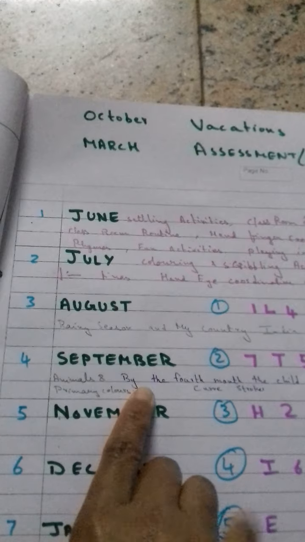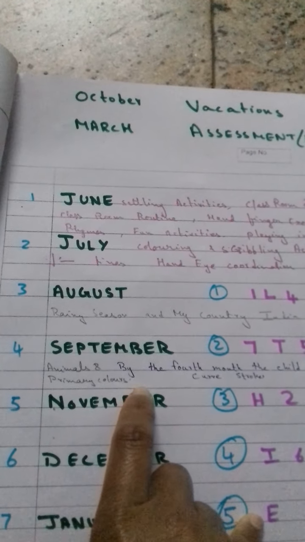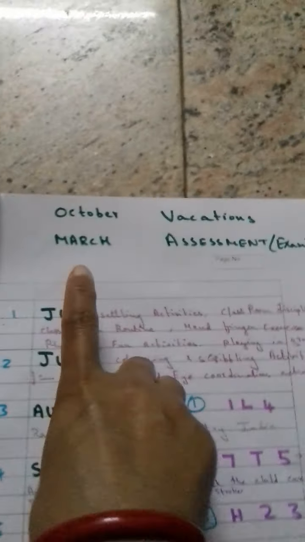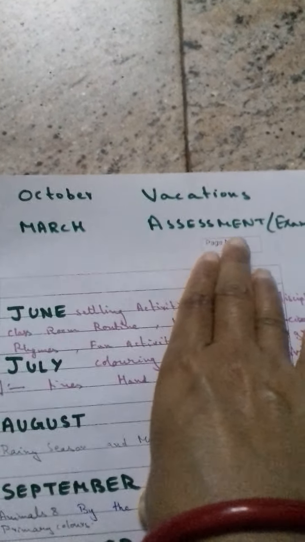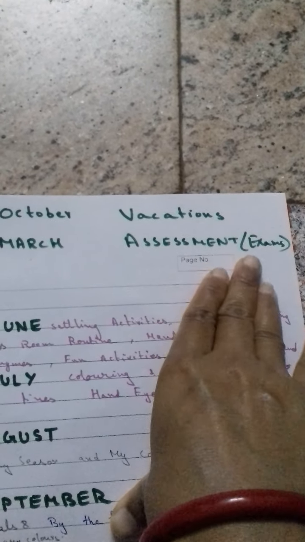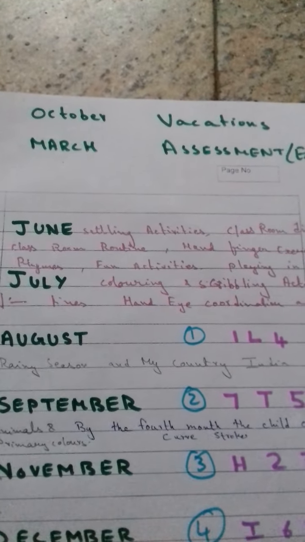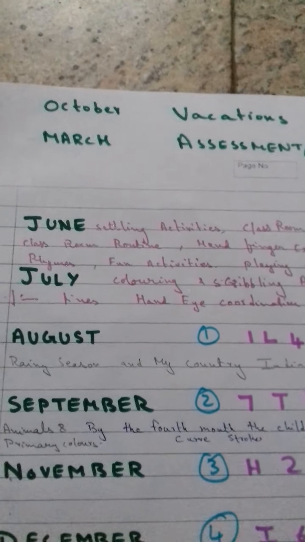In the month of September, the theme was animals and primary colors, and the number and letters were 7, T and 5. So, in the month of October, let's give assessment activities for the child, so that we will understand how much the child has learned. So let's get started.